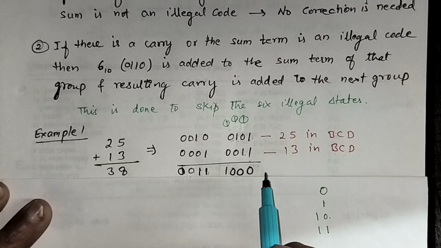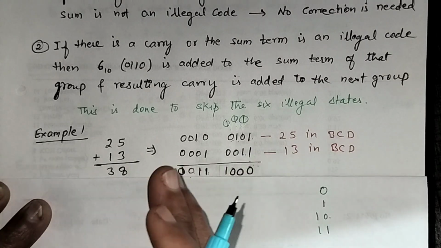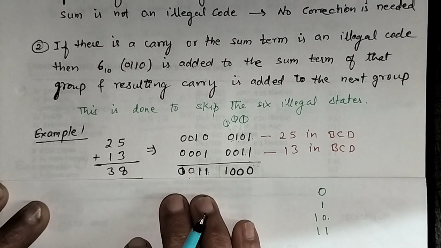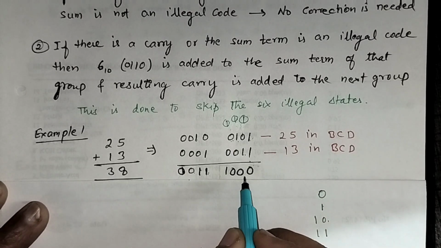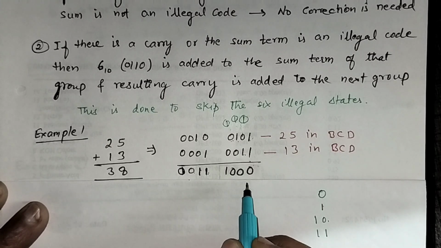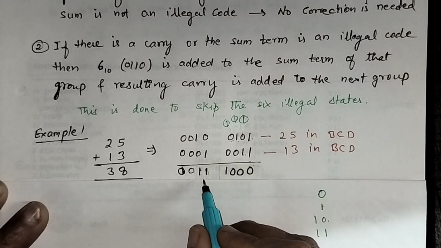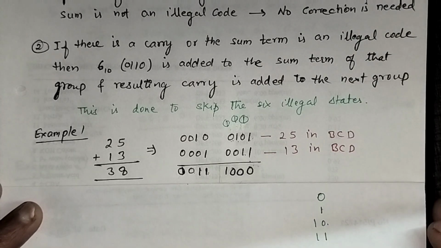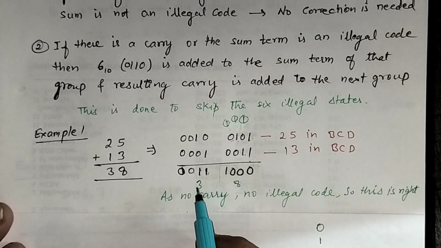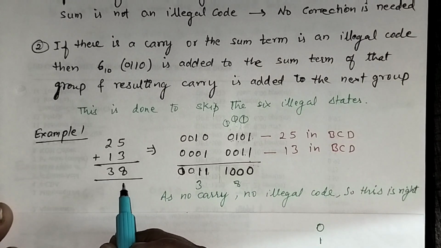We can see here that there is no carry from one group, meaning from the lower group to the higher group. So there is no need to correct the code. We can also see that this code is a valid code, as it lies from 0 to 9 in 8421 code. It is 8 and it is 3. So this is the correct answer, and there is no need to add 6 here. This is 3 and this is 8. This is the same as in the decimal addition.